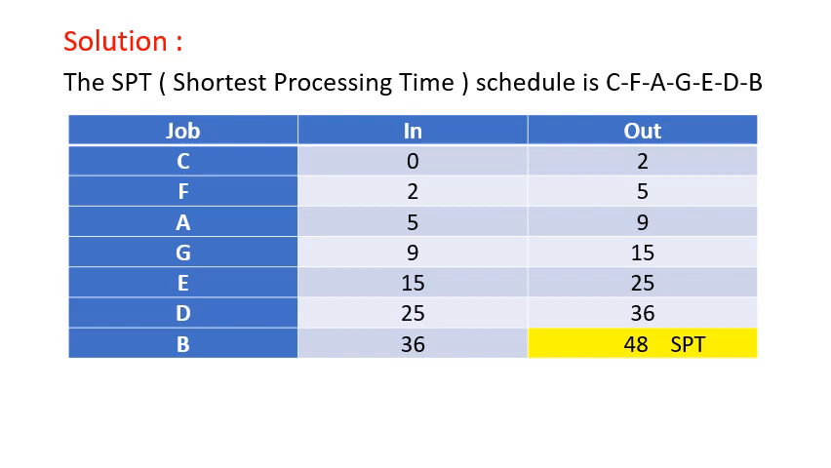So accordingly, C comes in at 0, takes its 2 days of processing time. So 0 plus 2. Then F comes into the machine at 2, finishes at 5, A gets processed at 5, finishes at 9, G gets processed at 9, finishes at 15, E gets processed at 15, finishes at 25, D will get processed at 25 and it will take its 11 days, so it will be finished by 36, and then at 36 B will enter the machine and B will take its 12 days, so it will end at 48. You can see 48 here.